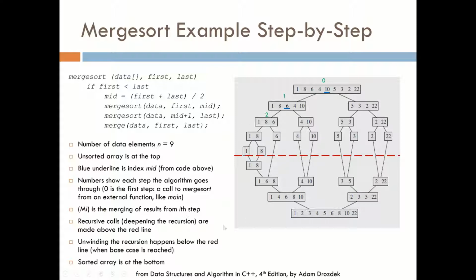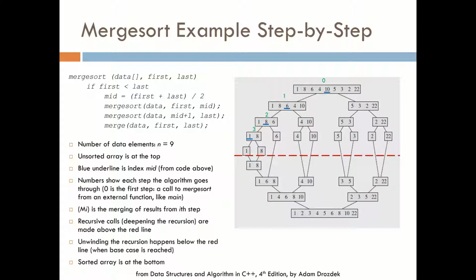So we take a look at step 2, and let's calculate that particular midpoint, and we call the function recursively up to that point. So we call it with the 1 and the 8, and that's step 3. Let's calculate that midpoint. It's here, and we call this particular function.